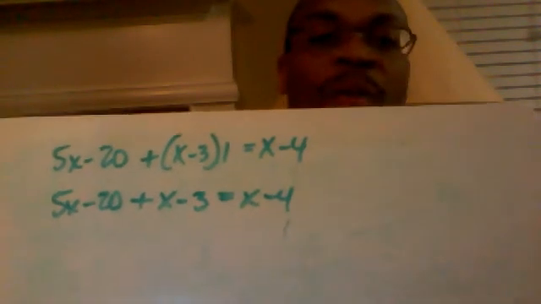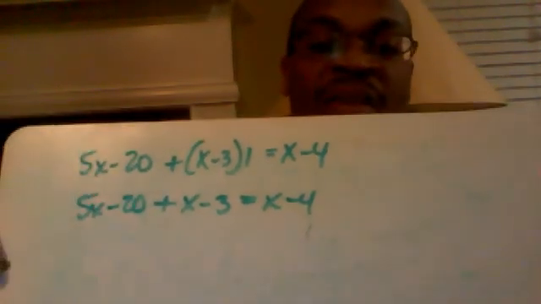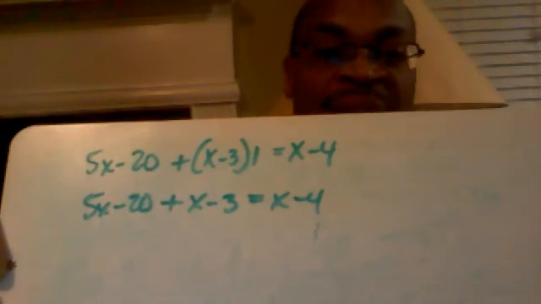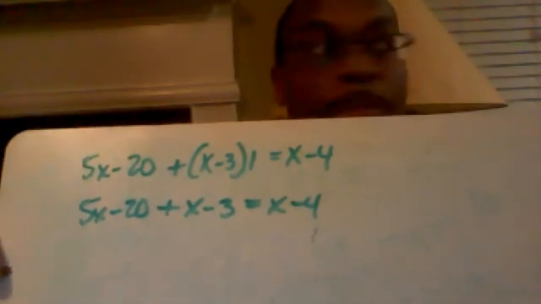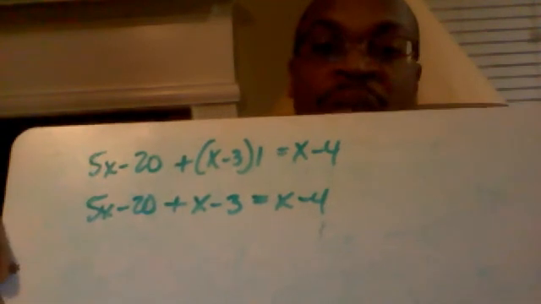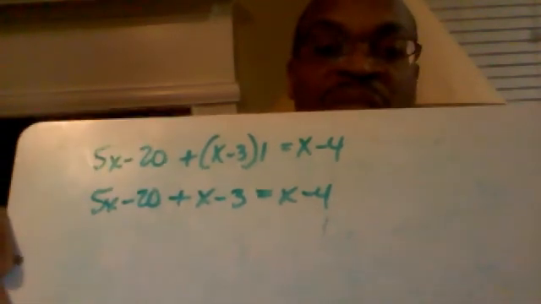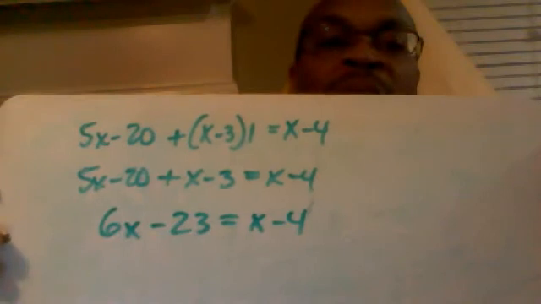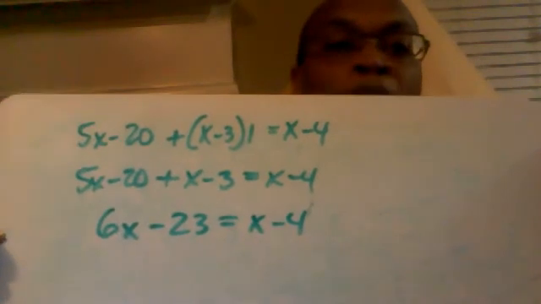And then now at this point, what I'm doing is I'm solving this equation. You see how you have 5x and x on the left side? Y'all know 5x and x is going to be 6x. I have negative 20 and negative 3. You know that's negative 23. It's on the same side of the equation, so you don't do any plus 20 or anything. You just collect the like terms. So it's going to be 6x minus 23 equals x minus 4. And once again, all I did was collect like terms in that step.